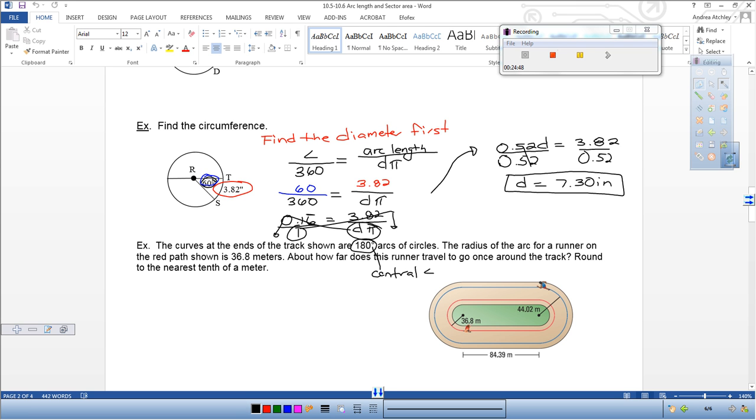About how far does the runner travel to go once around the track, to the nearest tenth of a meter? Okay, so we're going to do the guy going around the red path, and not the guy going around the blue path. Does that make sense? So we first know that the straightaway is 84.39. The straightaway here would also be 84.39. What we need to find is the distance around this curve and the distance around this curve.